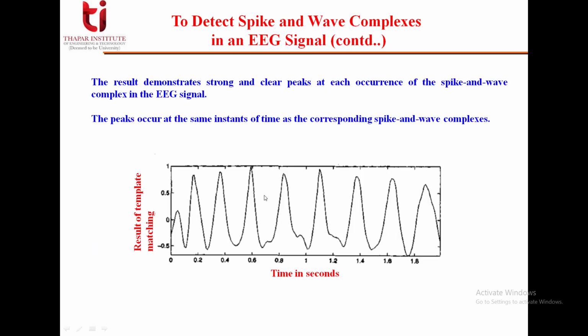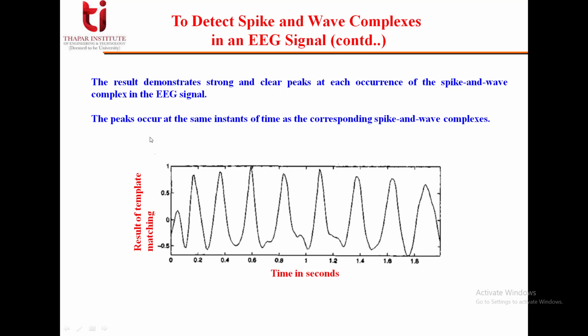This is the normalized correlation function, and it demonstrates strong and clear peaks at each occurrence of the spike and wave complex in the EEG signal. So what we are doing is choosing one template, and then correlating the signal with that template. Wherever the spike and wave complex corresponding to the template comes in the signal, it will show a peak, otherwise it will show a kind of dip.